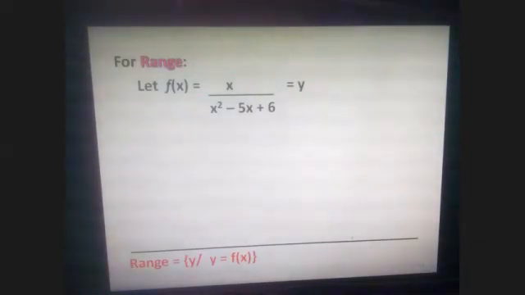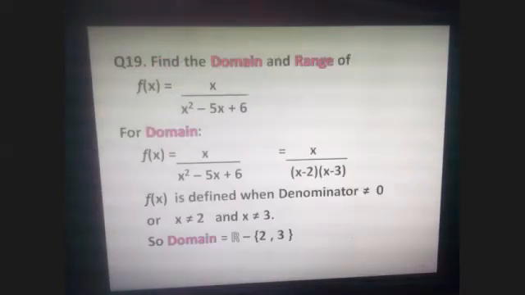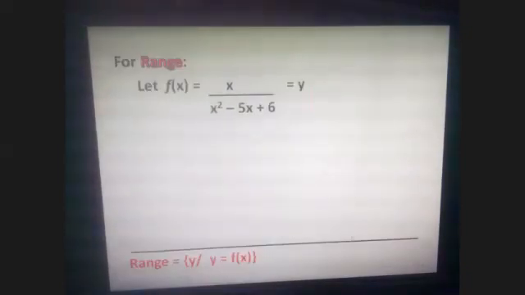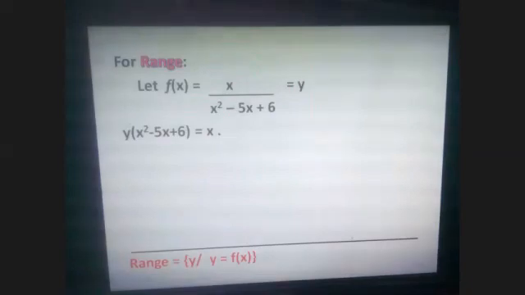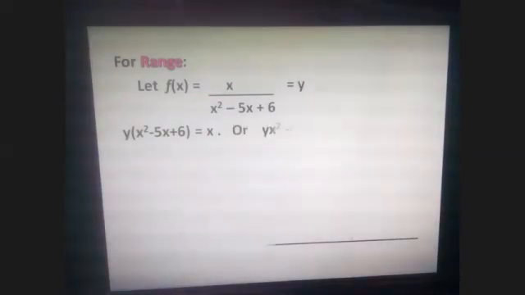How to find the range? I want the set of y values. What is range? Set of y values where y equal to f(x). I take y equal to f(x) and I want the set of y values. Okay? Y equal to f(x). Careful about this. Cross multiply. Y into (x squared minus 5x plus 6) equal to x. Cross multiplied, y into (x squared minus 5x plus 6) equal to x. Be very careful this time.